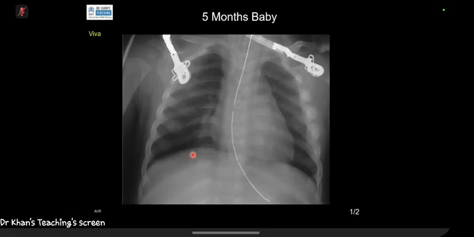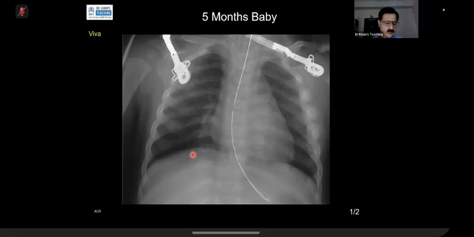So conclusion. Since the child is 5 months of age, I don't think it can be a case of rickets, because normally we don't see rickets in early infancy. What are you thinking? I'm not able to make out, but I don't think it's a case of rickets because the child is less than 6 months.